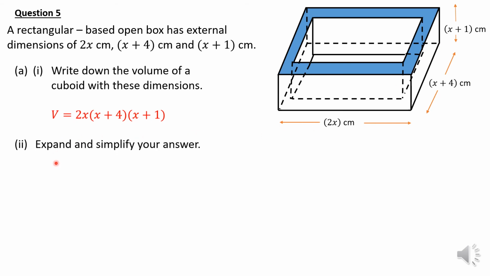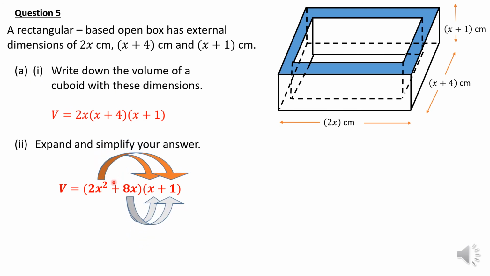Now the second part is they want you to expand that particular answer. They must multiply them out. So what I did is I multiplied the 2x first to give me 2x squared plus 2x times 4, which is 8x, and then I multiply the 8x with each term in the second bracket. Eventually, this is what I have. So remember, this statement is important, the 2x cubed plus 10x squared plus 8x, because this is the volume of the outer side of this rectangular box.